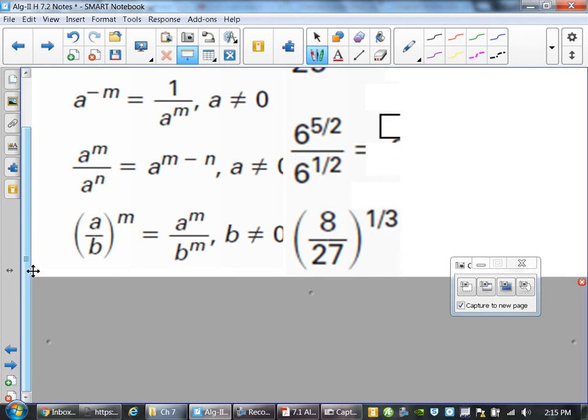Same idea here. I have a fraction all raised to an exponent, which means that I can distribute the exponent to both numerator and denominator. So if I have 8 over 27 all to the 1/3 power, it means the same thing as 8 to the 1/3, 27 to the 1/3. What's the cube root of 8? 2. Cube root of 27? 3. I get 2/3. Okay.